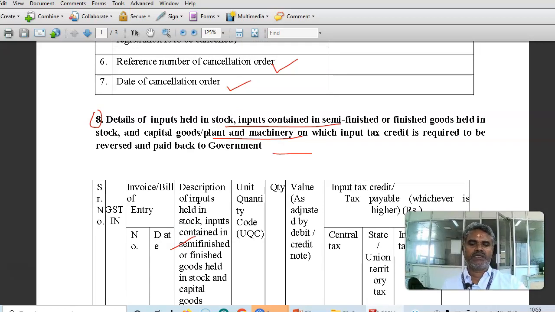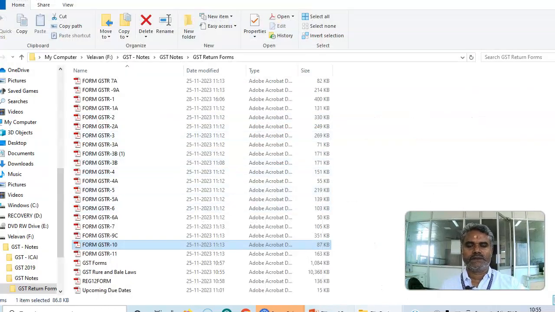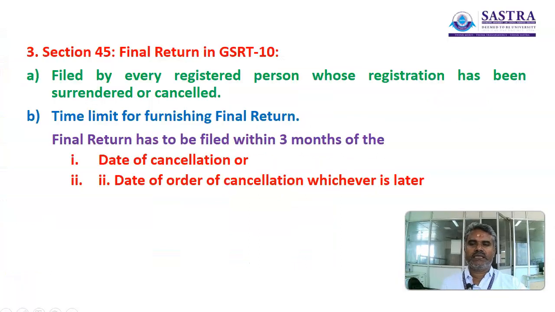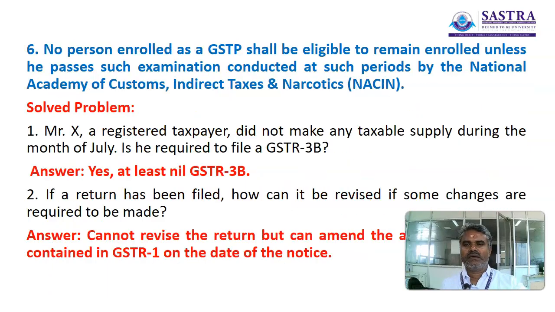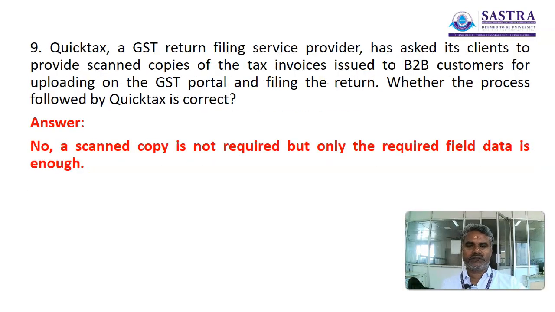Okay. The annual return should be filed by persons who are doing business regularly. But the final return should be filed by a person who has cancelled their registration or business. So, to understand the details of various returns to be filed, we have to discuss a few more slides, and we will discuss them later. Okay, I think in the next session. Okay, thank you.